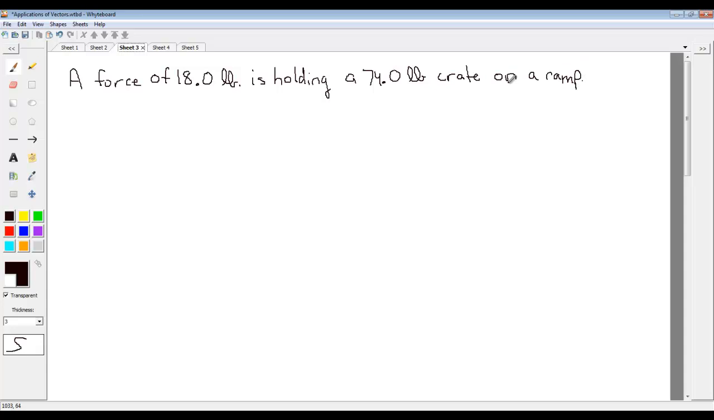Okay, so we're dealing with the same kinds of forces we were dealing with earlier with the car sitting on the hill. What angle does the ramp make with the horizontal? So this time they don't give us the angle, we're finding it.